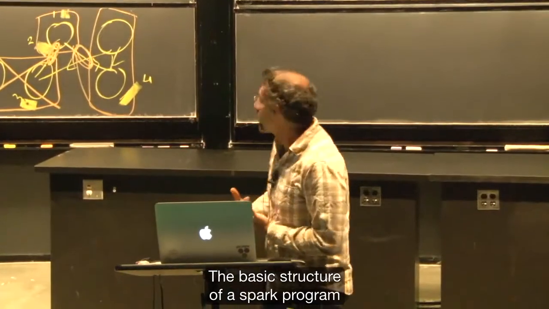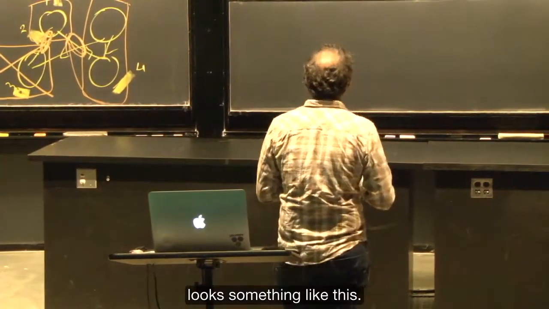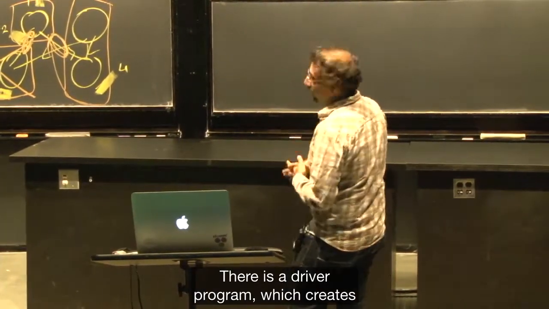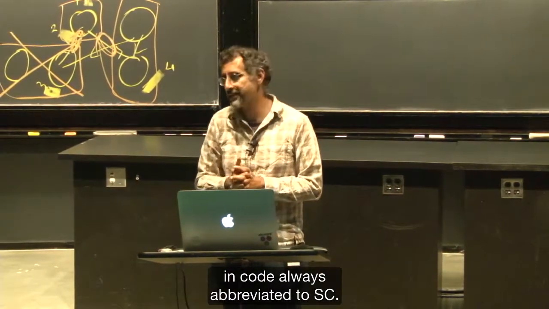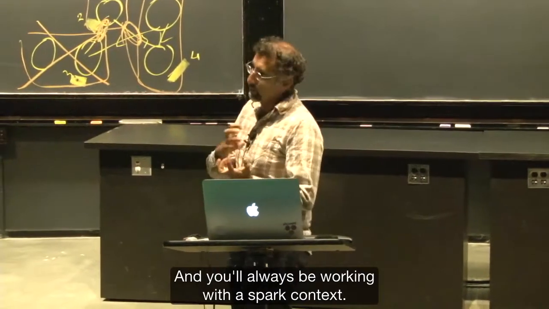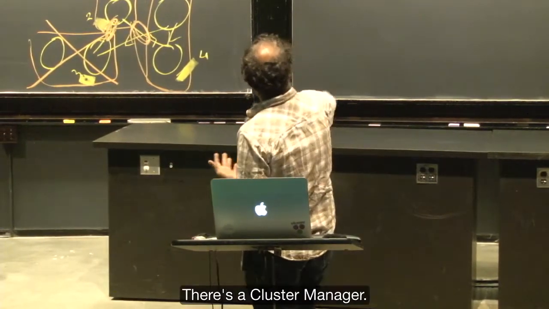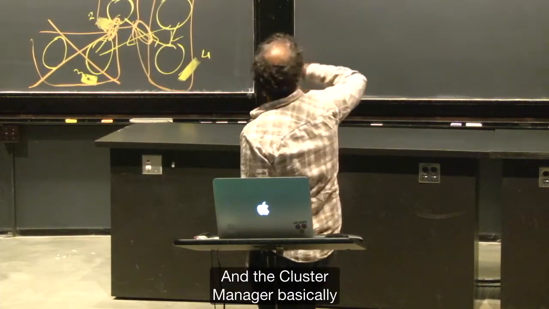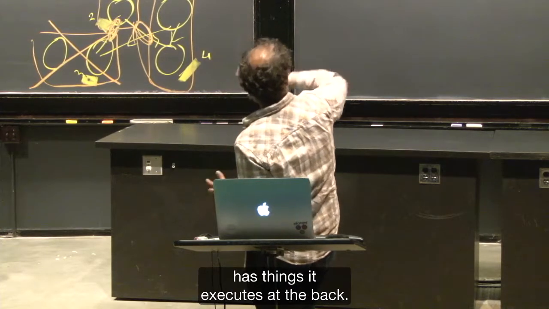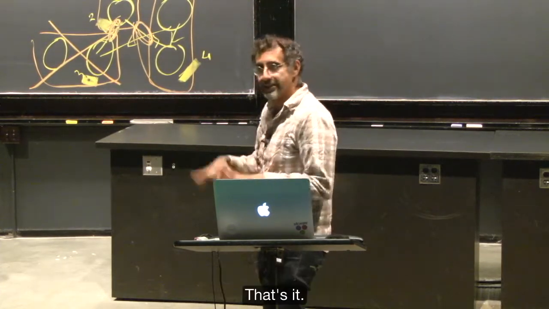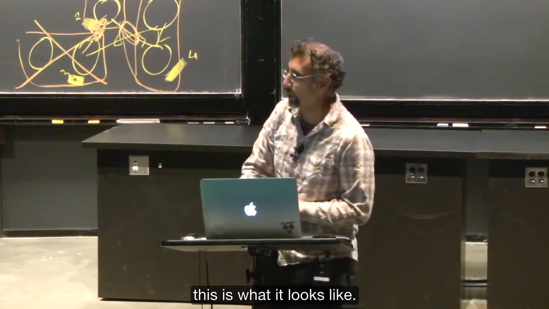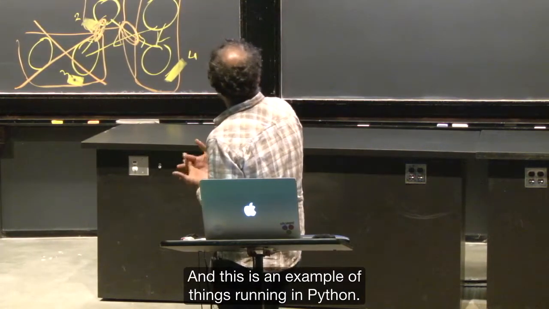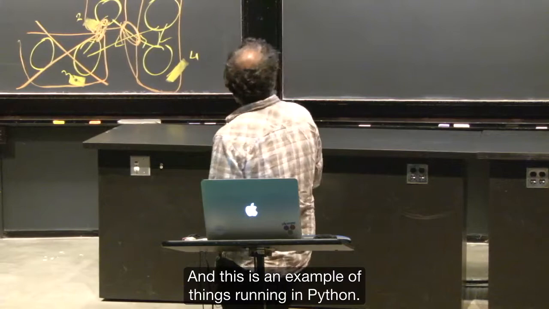Okay, the basic structure of a Spark program looks something like this. There's a driver program which creates something called a Spark context, which is usually in code always abbreviated to sc. And you'll always be working with a Spark context. There's a cluster manager. And the cluster manager basically has things it executes at the back. That's it. That's the kind of structure. And if you want to see this in more detail, this is what it looks like. And this is an example of things running in Python.